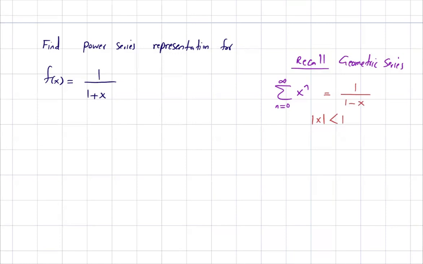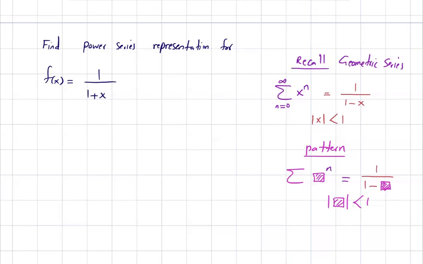And in general, we found a pattern. The pattern was, as long as you have the summation of a quantity raised to power n, as long as the absolute value of that quantity is less than 1, this is convergent to 1 divided by 1 minus that quantity. So our goal is to find that quantity, right? Or if you have 1 divided by 1 minus a quantity, the power series representation is on the left-hand side.